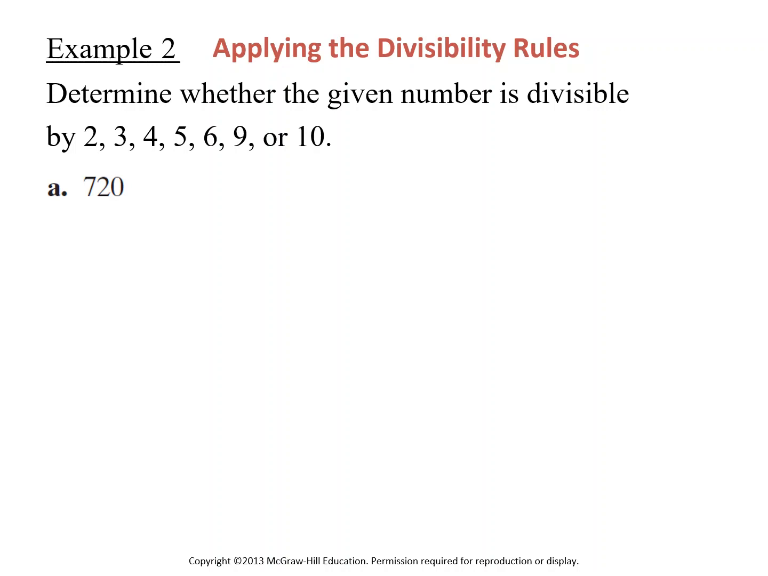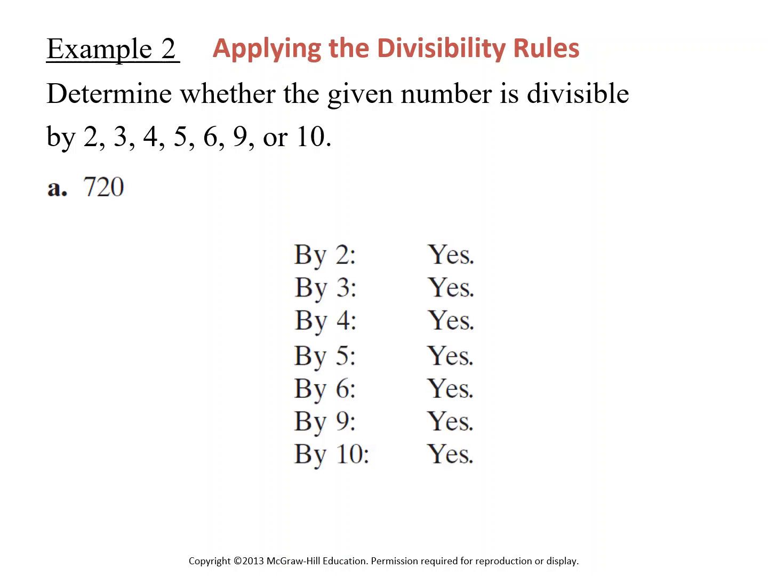Okay, so here's an example, and we're going to determine whether 720 is divisible by the following numbers. So we know it's divisible by 2 because it ends in a 0. We know it's divisible by 3 because if we add 7 plus 2 plus 0, we get 9, which is a multiple of 3. If we look at the last 2 digits, 20, that's a multiple of 4, so it's divisible by 4.